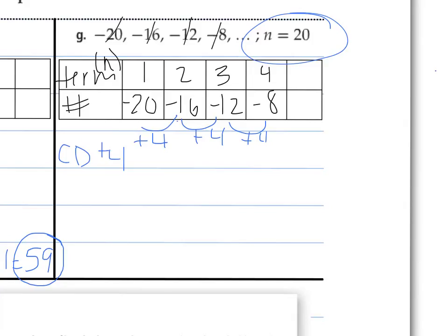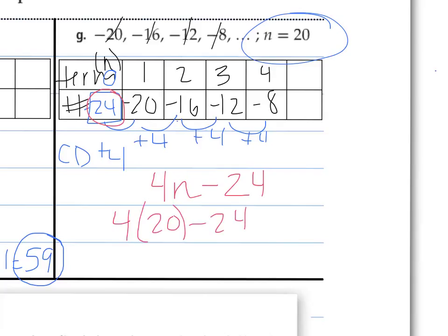Notice though, where would we have started before at our 0 term? So we would say, okay, take 4 away from negative 20, and we'd be at negative 24. So our expression would be 4 times the number we're looking for minus 24, where we started. Then we want to plug in and find our 20th term. So we do 4 times 20 minus 24. So we get 80 minus 24, which is equal to 56. So the 20th term in the sequence, if we're going up by 4, will end up at 56.